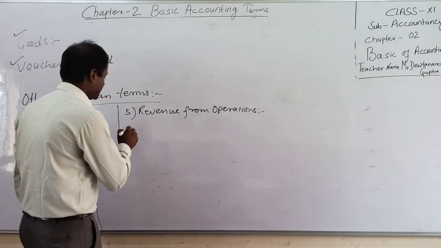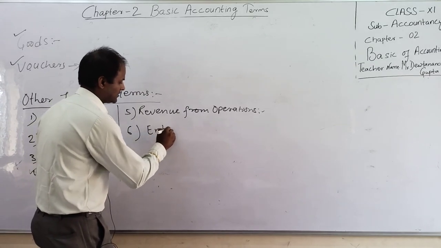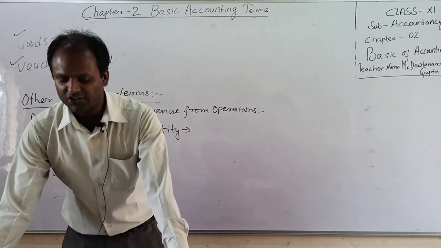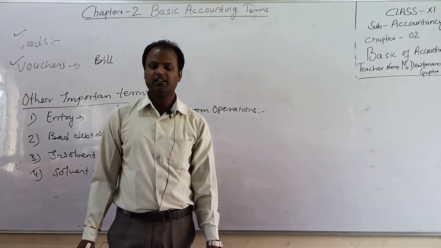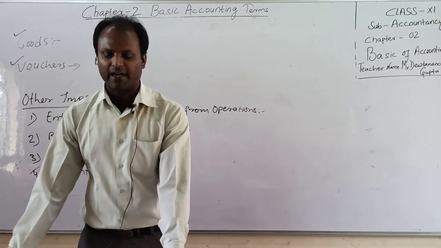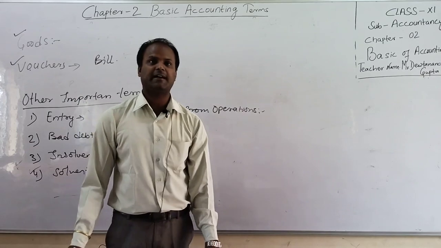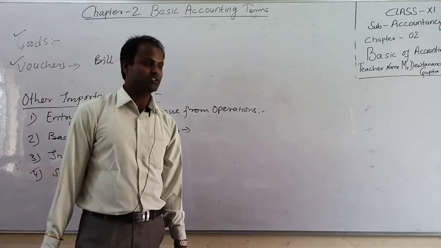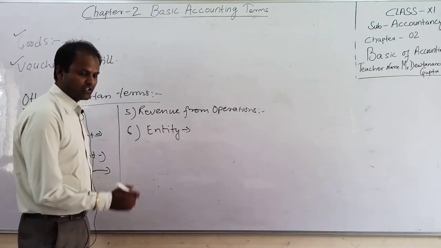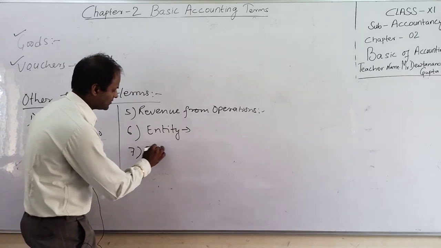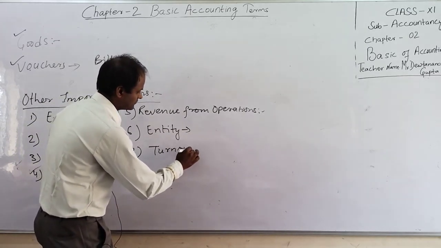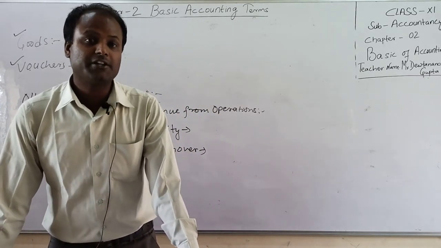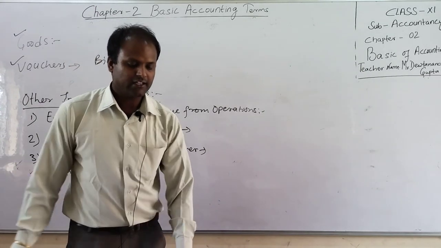Now next one is entity. Entity means an economic unit which is formed for earning profit or income by providing services or selling goods. For example, LG Electronics, Wipro, Maruti Suzuki, these all are entities. Now next point, that is turnover. Turnover means sale of goods made during a particular period.